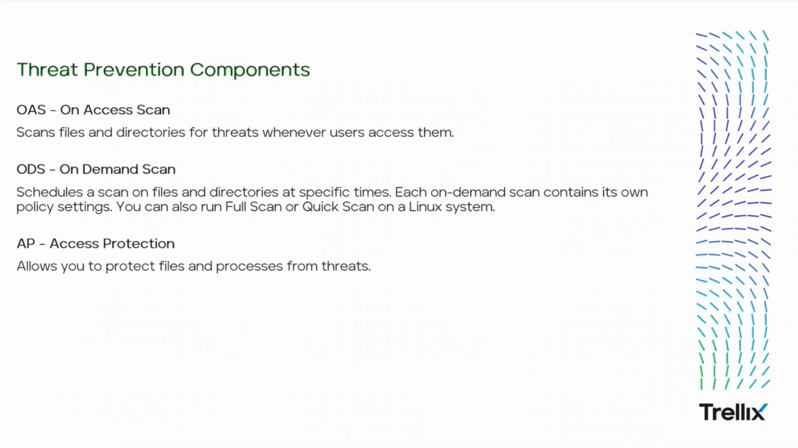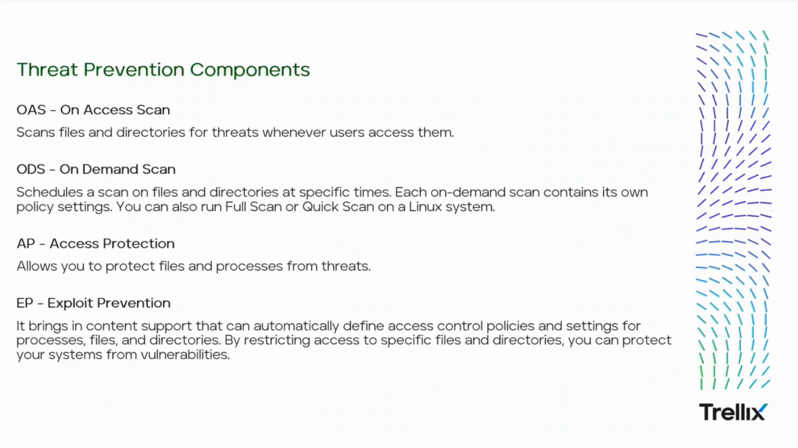Number 3, access protection. Access protection allows you to define access control policies and settings for processes, files, and directories. By restricting access to specific files and directories, you can protect your systems from vulnerabilities. Number 4, exploit prevention. This feature provides a content-based exploit prevention capability. Content support brings in signatures that can automatically enforce the policies and can be updated on a regular cadence. The individual signatures can then be managed from ePO and configured to block and report access.